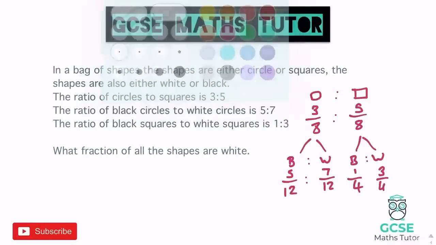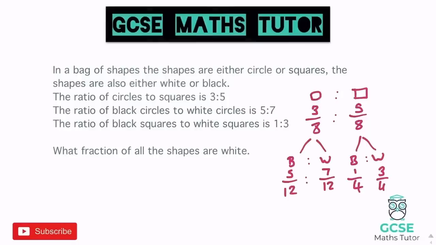Now if I treat this just like a probability tree, because it asks me for the total fraction, so I think, well, what's the probability of picking a white shape? So if we have a look at the circles, we can go through the 3/8 and down the white shapes there to 7/12. So just like on a probability tree, we would do 3/8 and multiply it by 7/12, and that's going to tell me the fraction of circles that are white. I can do the same with the squares, so 5/8 multiplied by 3/4, and that's going to tell me the fraction of squares that are white.